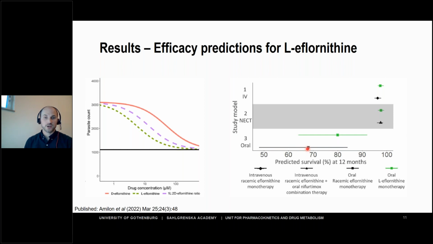If we then would simulate a scenario where the patients would be treated with L-eflornithine instead of racemic eflornithine, you see that the survival goes up, which is good. So it goes from 68 on a median up to 80% as a median predicted survival in this study. However, we still have a wide confidence interval, but maybe most evident, we are still not on par with the intravenous monotherapy and the nifurtimox-eflornithine combination therapy dosed intravenously. So we concluded from here that L-eflornithine is still an inferior therapy compared to the intravenous therapies we have here.